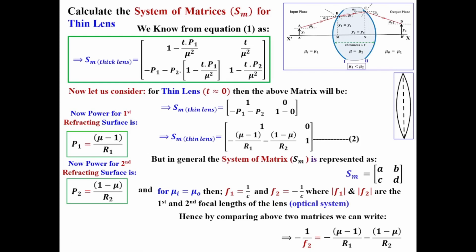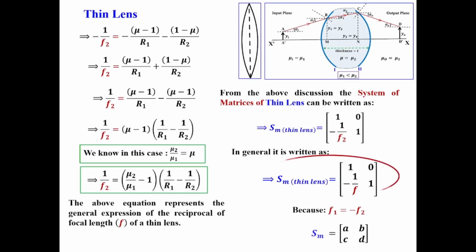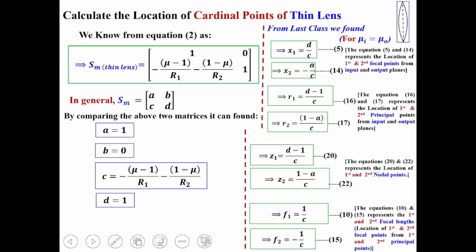Okay, hello everyone. In our last class, we discussed in detail the calculation of the system matrix for a thin lens, and we found the system matrix of a thin lens is [1 0; -1/f 1]. Here, f is nothing but the focal length of the thin lens. In general, the system matrix of a thin lens is represented like this. So these are the locations of the cardinal points. With the help of this equation, we can find the cardinal points of a thin lens.